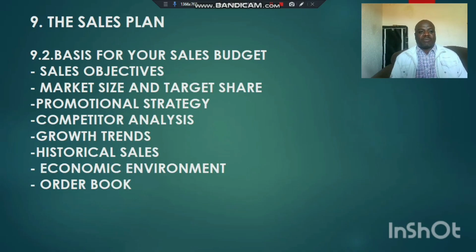Let's look at the basis of a sales budget. In a nutshell, the basis for your sales budget is your marketing plan. That's your business case. Because you have got to consider things such as your sales objectives, the market size and the target share that you are planning to capture, your promotional strategy, your competitive strategy, and growth trends in the market. You've got to pay attention to your historical sales. You've got to consider the market environment, the PESTLE analysis.